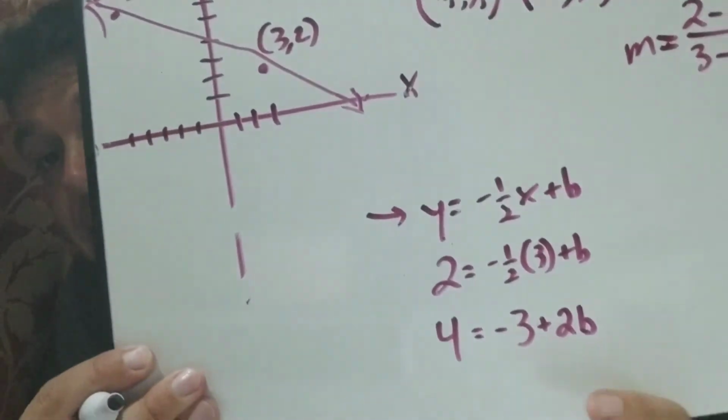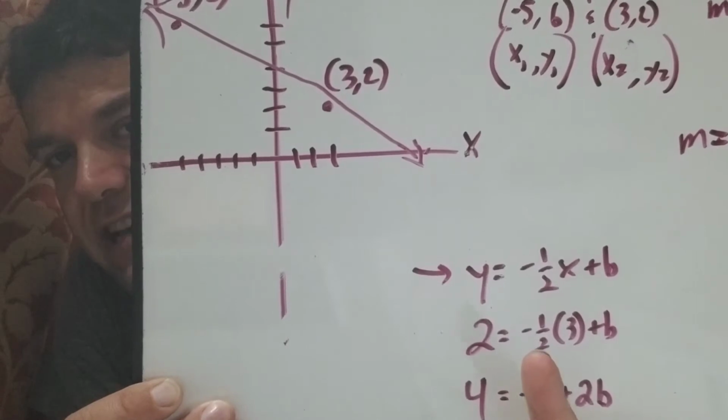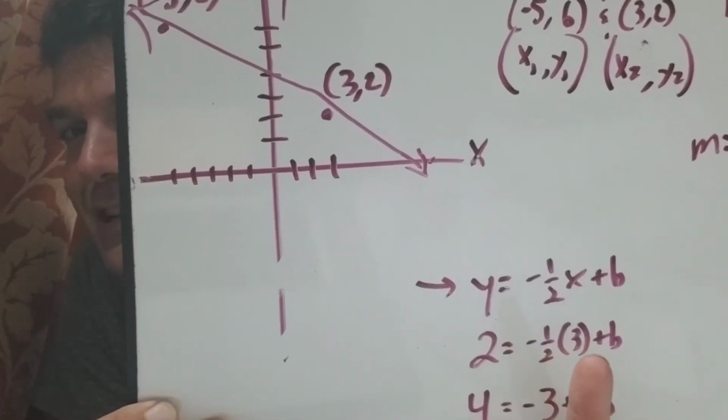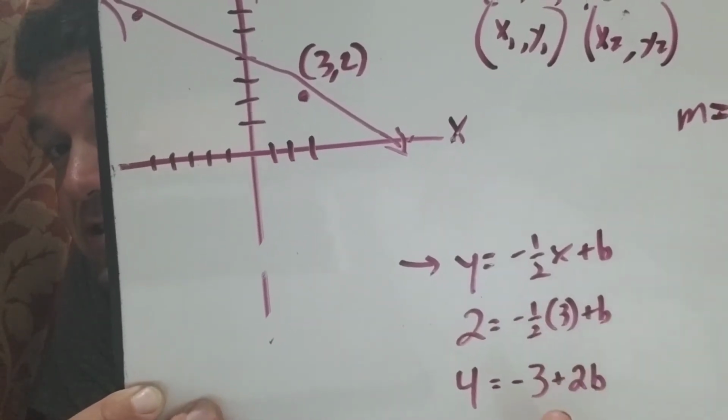And that's what I get. I doubled 2 to get 4. I doubled negative 1/2 times 3, times 2. So 3 times 2 is 6. Negative 1/2 of that is negative 3. And b doubled is 2b. Now I just solve it. I add 3. And then I divide by 2. And then I'm going to write my final answer.